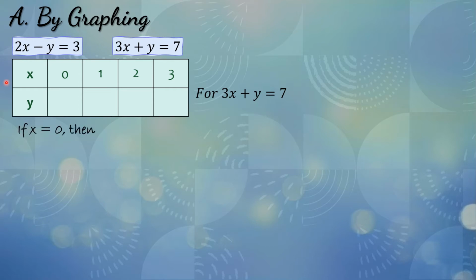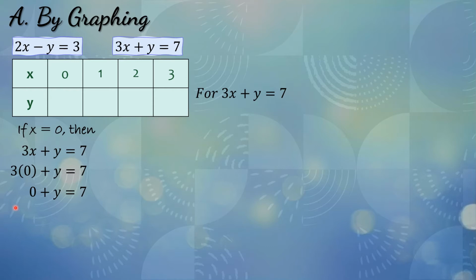So, if x is equal to 0, then 3x plus y is equal to 7. Again, i-substitute natin yung 0 sa variable x. So, that will be 3 times 0 plus y is equal to 7. Simplify, 3 times 0 is 0, plus y equals 7.